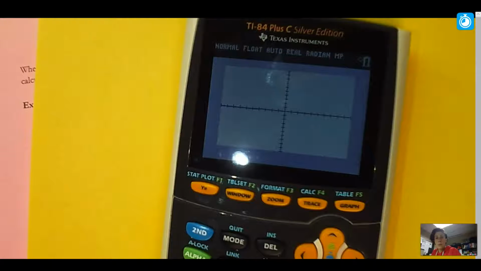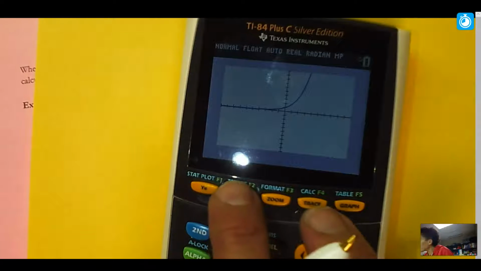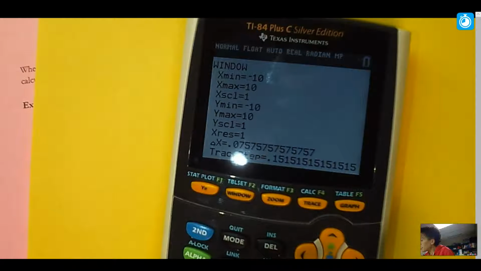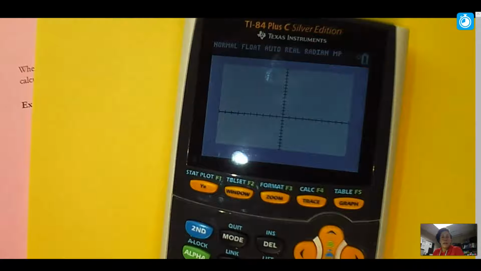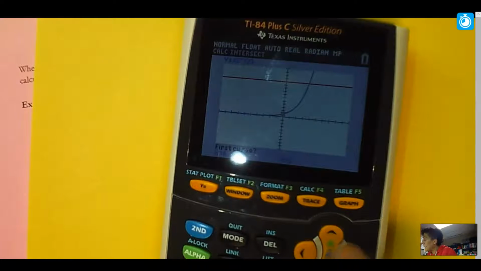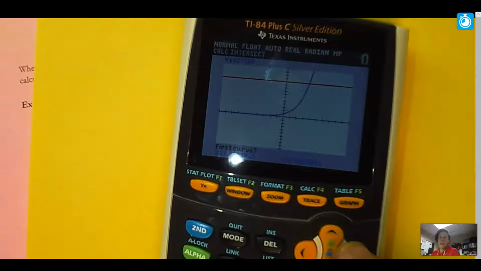So I will have to adjust the window here, and this is a little hard to see. So here's 2 to the x graphing, and you can't see 11. I'm going to have to adjust the window here in just a second. So let me adjust my window. It's going, it'll be there. And then we would have seen where these two meet by doing second trace, choosing option 5, and moving that cursor close to where they intersect.